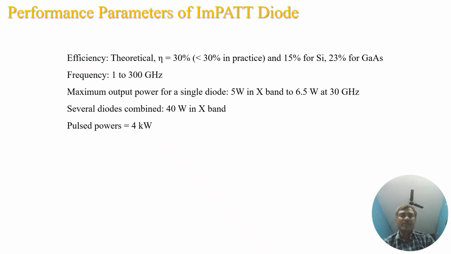Now we will see the performance parameters of the IMPATT diode. Theoretically, it can produce 30% efficiency. However, only 15% efficiency is possible when we use silicon semiconductor material, and 23% efficiency is possible when we use gallium arsenide material. It can produce microwave signals having frequency from 1 GHz to 300 GHz, and as a single diode, the maximum output power it can produce is 5 watts in X band and 6.5 watts at 30 GHz.